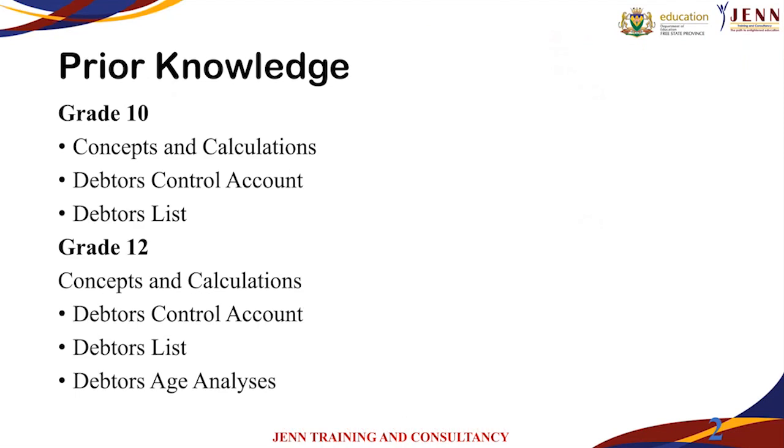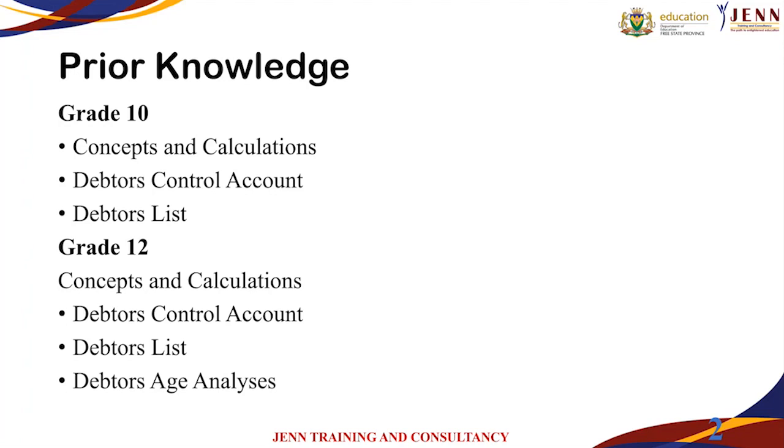So the first slide will be the prior knowledge. In grade 10, we did the concepts around the debtors reconciliation together with some of the calculations. And then we also dealt with the debtors control account as well as the debtors list. This is what we did in grade 10. We did those calculations. Now in grade 11, like I said, you don't do debtors reconciliation. You only start doing it again once you reach grade 12.